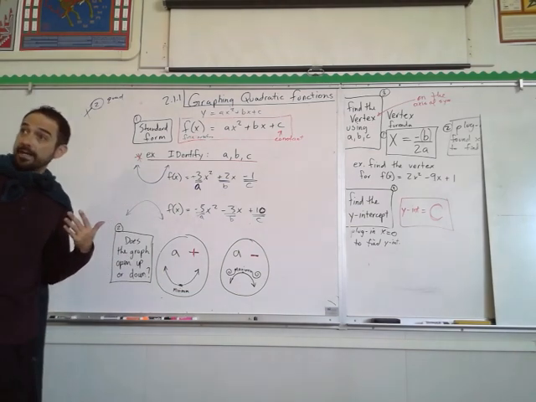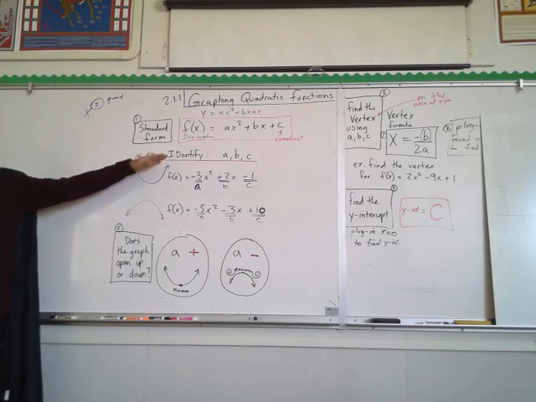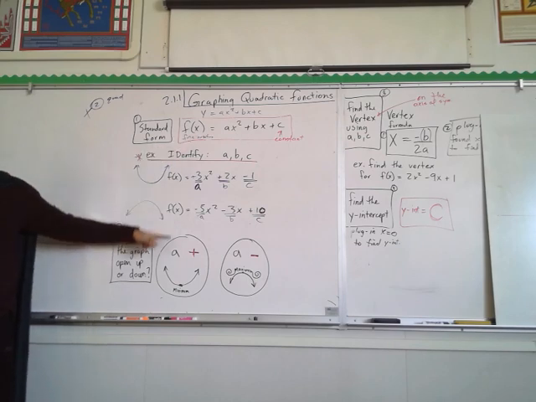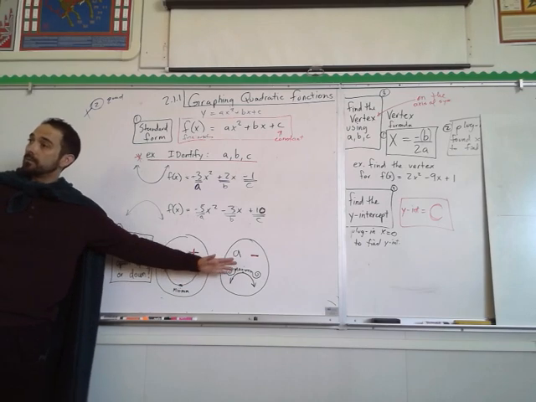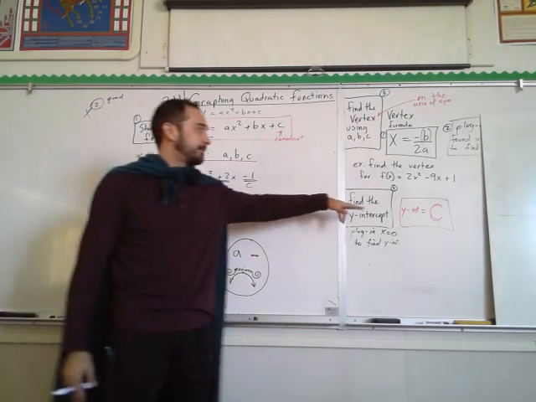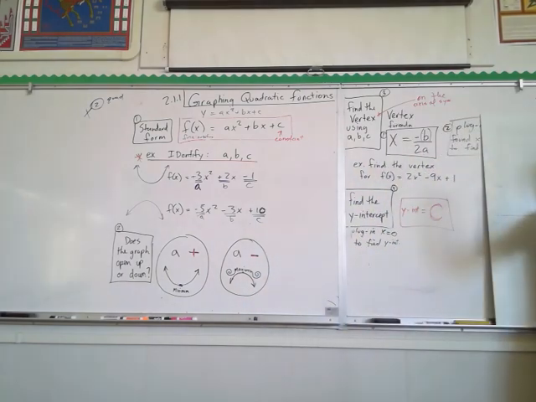So let's recap. We found a, b, and c from the standard form. We look to see if it opens up or down. If a is positive, it opens up. If a is negative, it opens down. I can also grab from this information that whatever my value for c is, that's where it crosses my y-intercept. So far, so good?